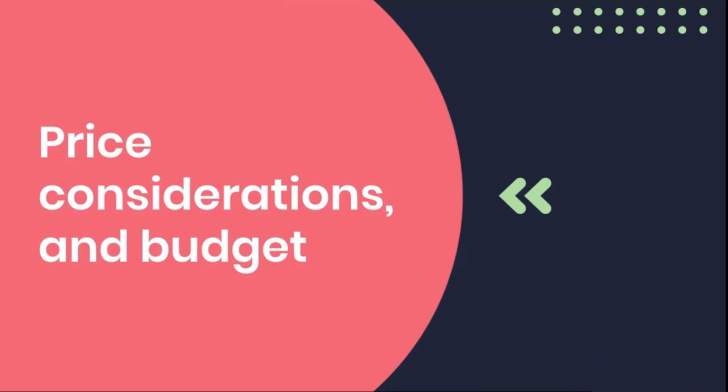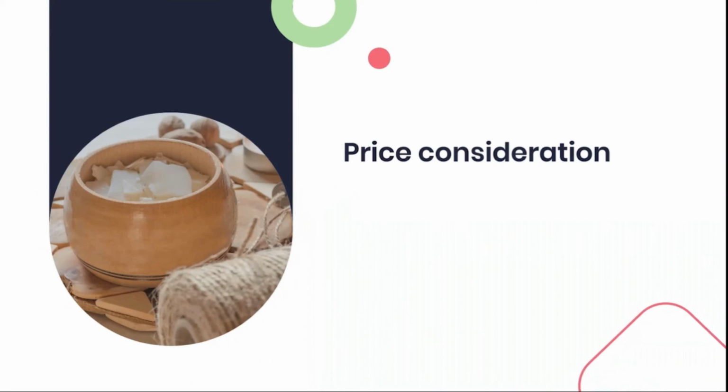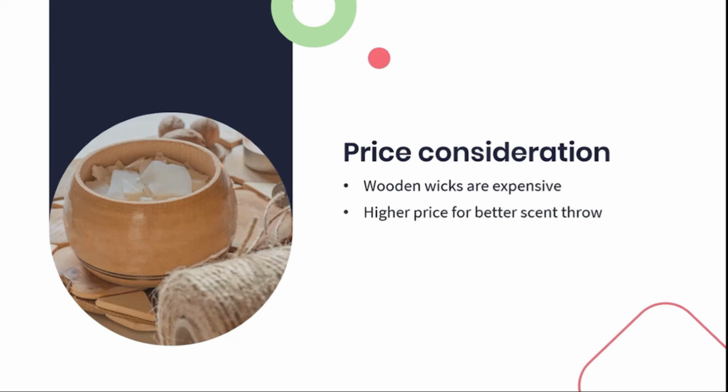Price consideration and budget will also have an impact. One of the biggest deciding factors in whether to use wooden or cotton wicks will undoubtedly be the price. Generally speaking, wooden wicks cost almost double what their cotton counterparts do, depending on your supplier. If you are looking to improve the fragrance throw of a scented candle, it can be argued that the higher price of the wooden wick, especially in combination with a vegetable wax like soy, will be worth it for a better experience in burning the candle.